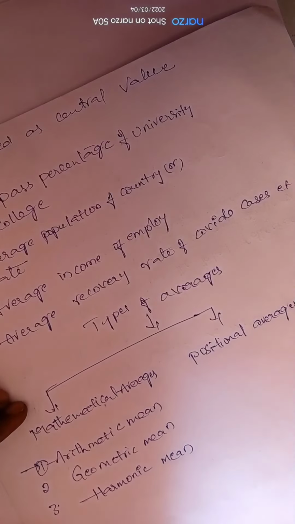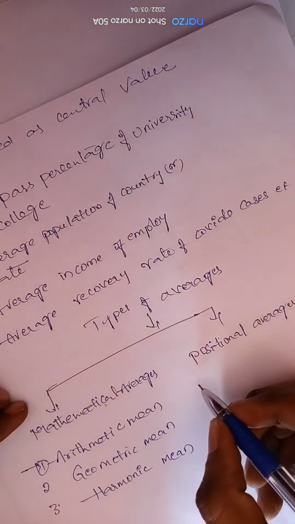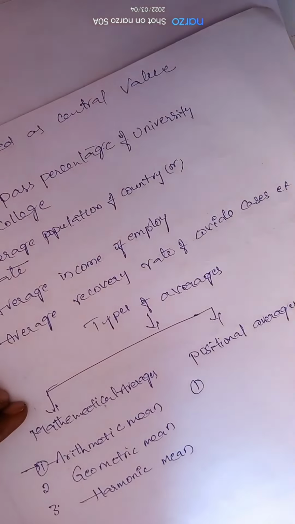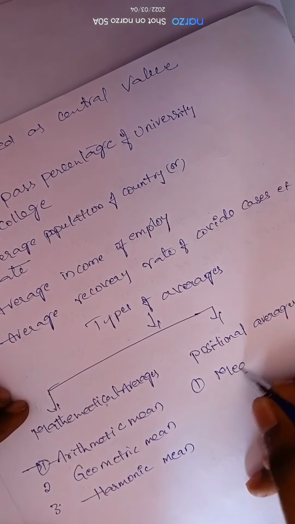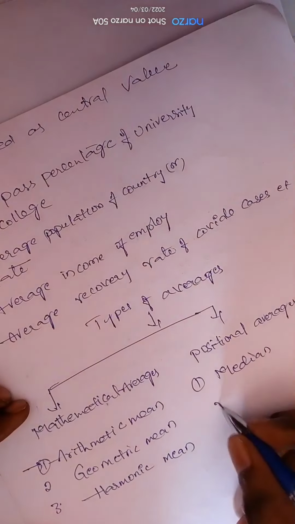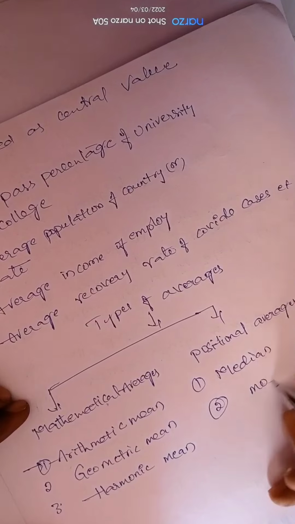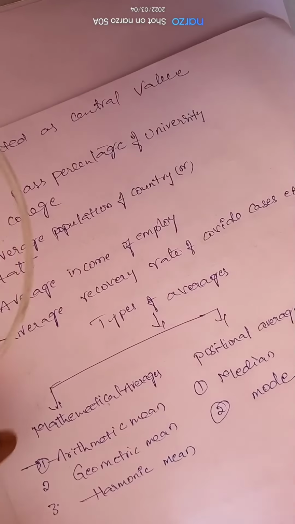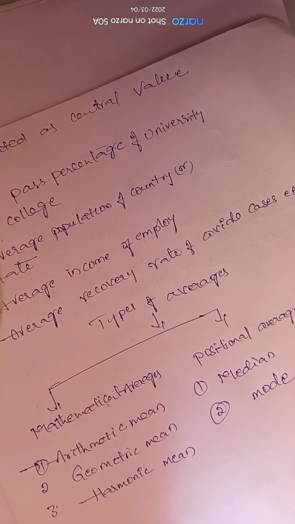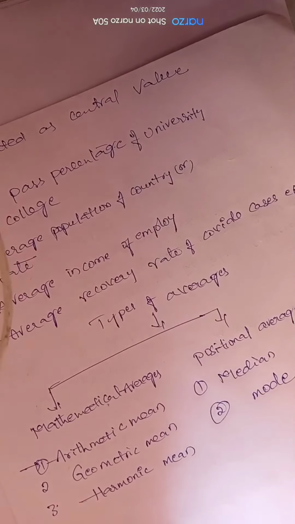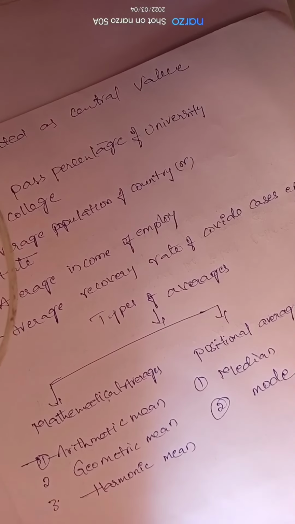Similarly, positional averages are also subdivided into two types. One is median, second is mode. These are the types of averages.